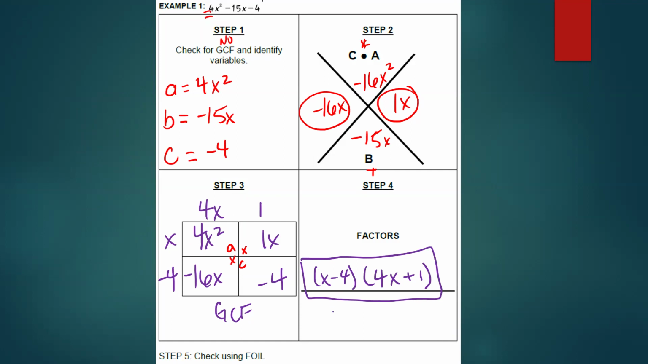Remember how I asked you, how did we feel about GCF and finding factors? Oh, yeah. That's all you had to do. Are you ready to do example 2 at your table? I'm going to leave this example up here so you can look back at it. But at your table, you're going to do example number 2.